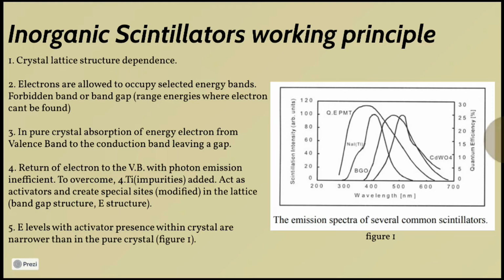Energy states are created within what would be the forbidden band in the pure crystal. The electron can be excited through these levels back to the valence band. As we can see in figure 1, the energy levels created by the activators present within the crystal are narrower than in the pure crystal.